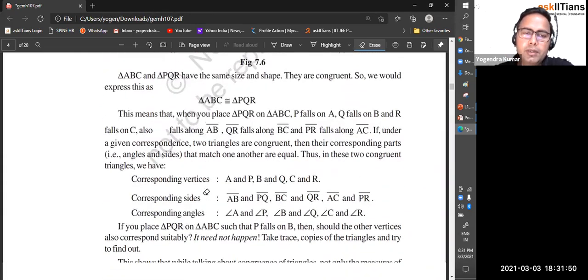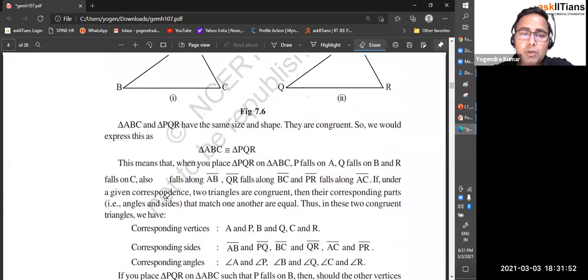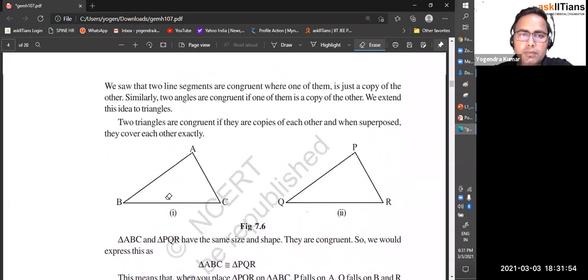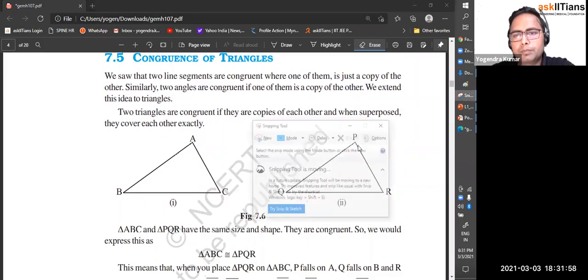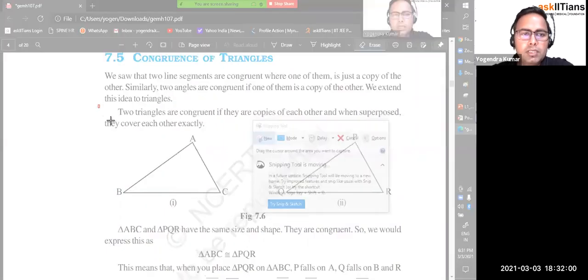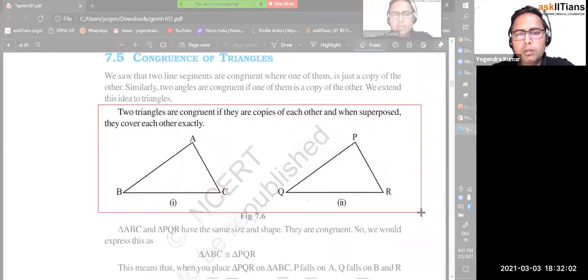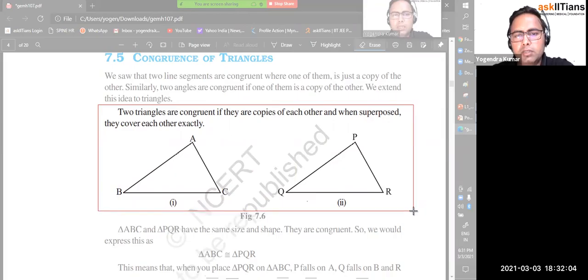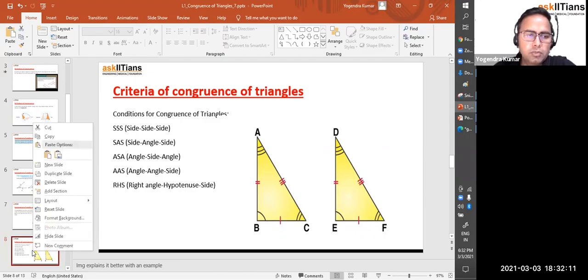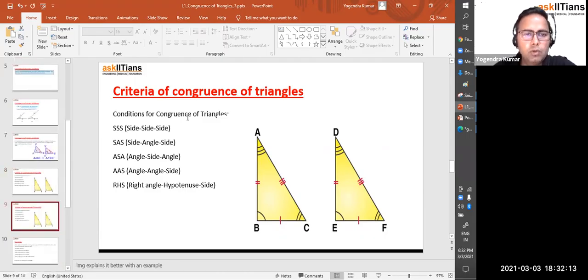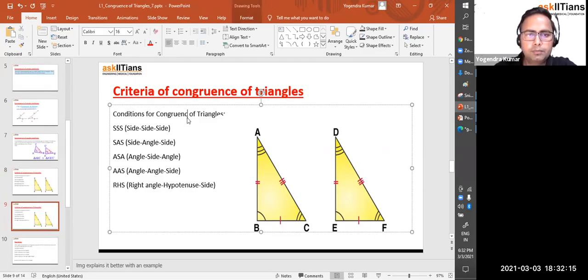Now, corresponding vertices, this is really very important, guys. This is what you need to pay attention to. When we say two triangles are congruent, then corresponding angles are going to be equal. We need to see that. Corresponding angles are what we need to look at.